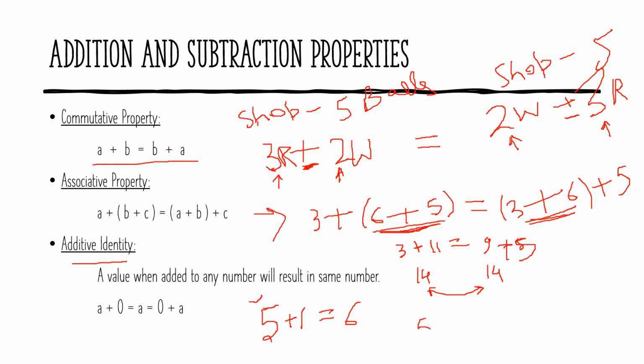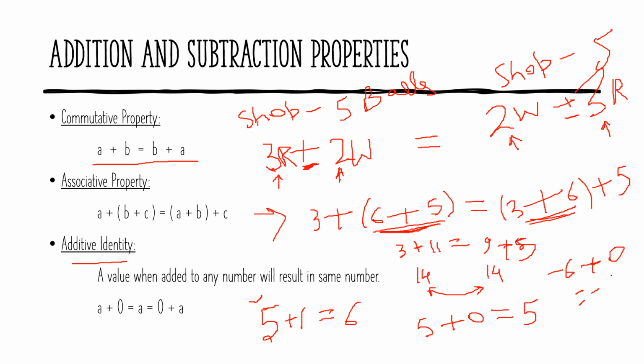So for 5, the only option is to add 0. If we add 0 to 5, it will remain the same, 5. Okay, so this is true for all integers. For example, minus 6: we want it to be what number? If we add it to minus 6, it will remain minus 6. Obviously if we add 0, it doesn't make any difference, it will remain minus 6.